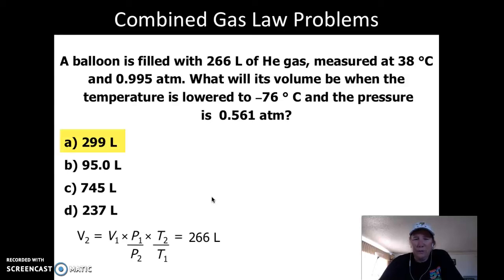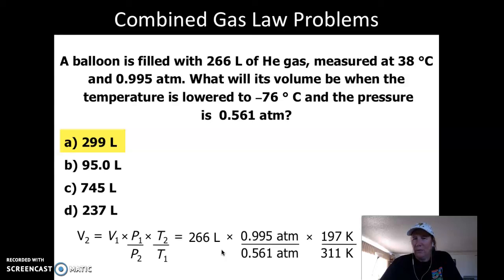So for V sub 2, we're looking for volume. You take the first volume times the first pressure times the second temperature, divided by the second pressure and the first temperature. But again, we have to switch them all to Kelvin. So 38 is temperature 1: 38 plus 273, that's where the 311 comes from. The 197 is 273 minus 76, because it's pretty chilly. Multiply, divide, and you get 299 liters.